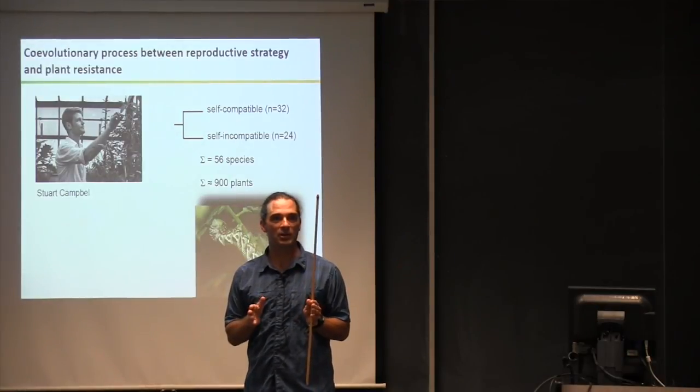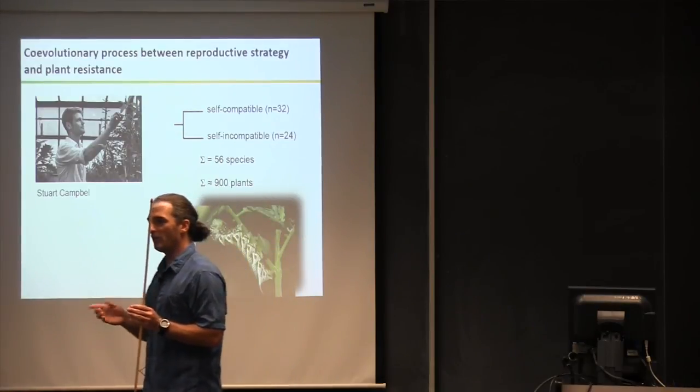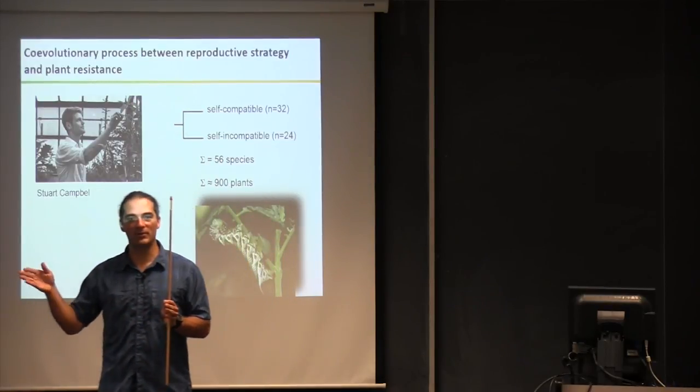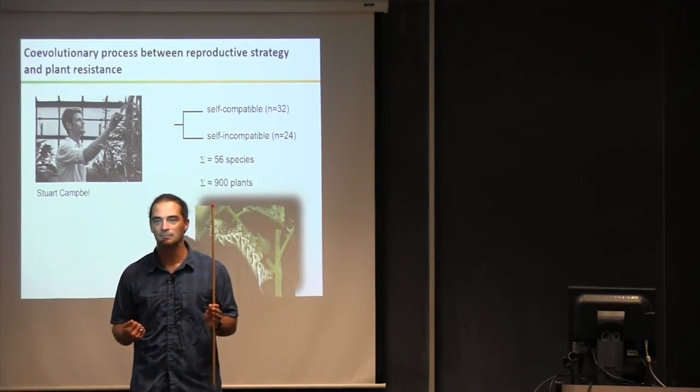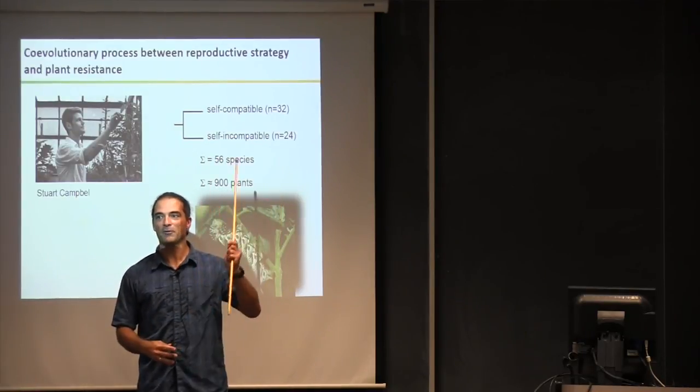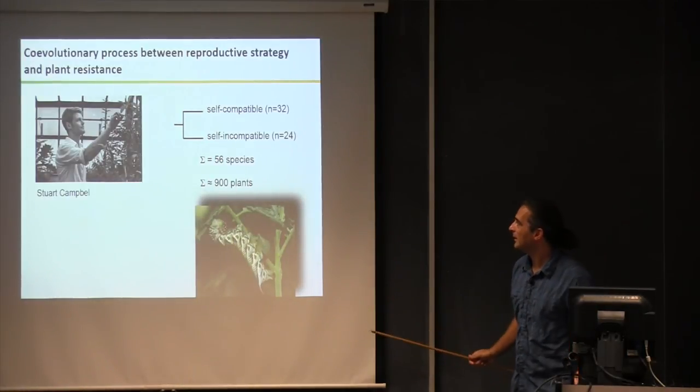So in all the phylogenies that you see from solanaceous plants, there is no suggestion of a reversal of that. So it always goes phylogenetically from self-incompatible to self-compatible and not reverse, right? Meaning self-compatible is the derived state. So that's important for later on.